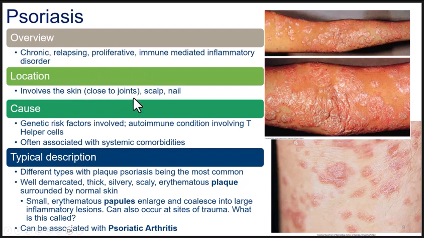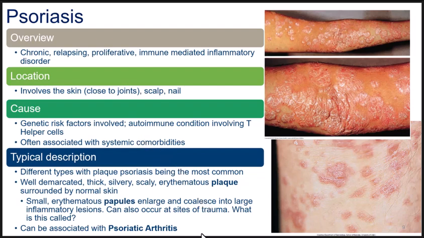It involves the skin, particularly the skin close to joints. It also affects the scalp and the nails. It can occur at any age. In terms of cause, a family history of psoriasis is estimated between 60 to 90% of cases. You don't need to know that specific number, but know that there is a genetic risk factor involved. This condition is autoimmune, and it involves T helper cells. Remember that autoimmune refers to attacking yourself with your own immune system.